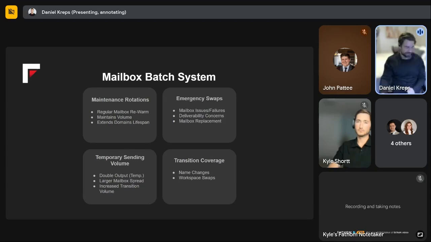Same thing with workspace swaps. If we ever have to move somebody between Instantly workspaces from one CSC to another, it's a huge pain. It sounds easy in theory, but you lose all the data when you move between them. They don't retain any of the reply rates or anything.